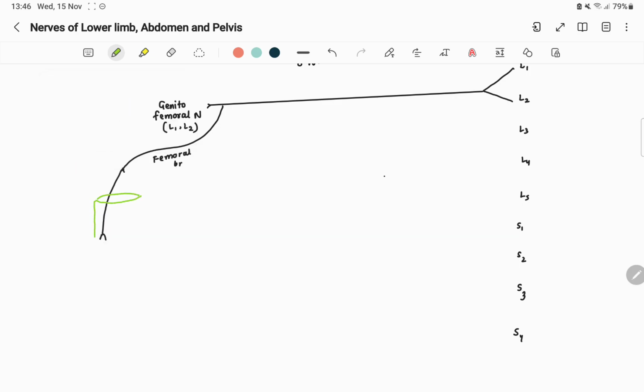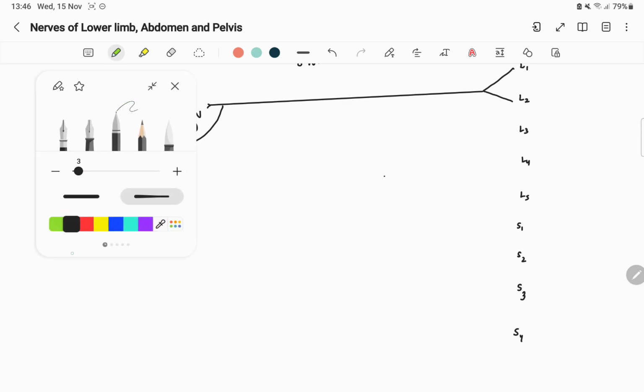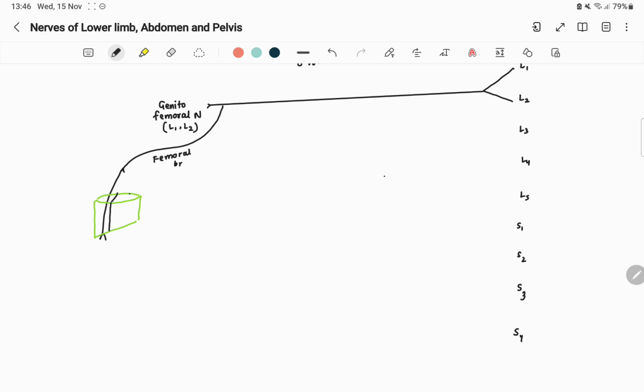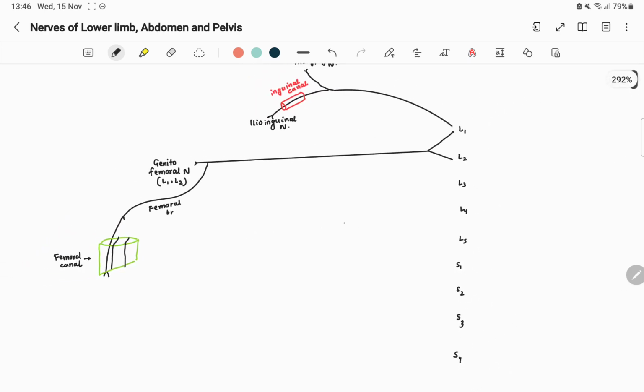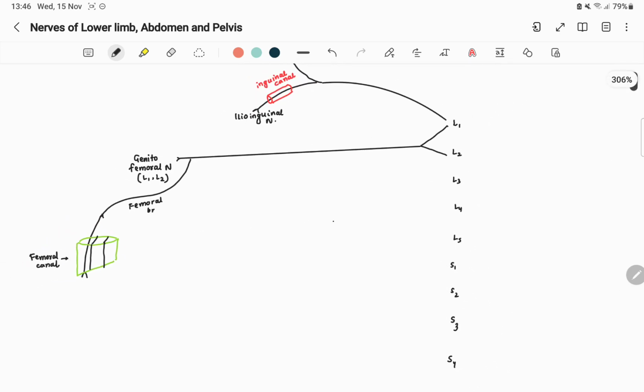So if you take the femoral canal here, it is the content of this, understood? It is present in the first component. So the femoral branch of your genitofemoral nerve passes through your femoral canal. This is your femoral canal, understood? Then what nerve do we have? Starting from your L1 and L2 is done.